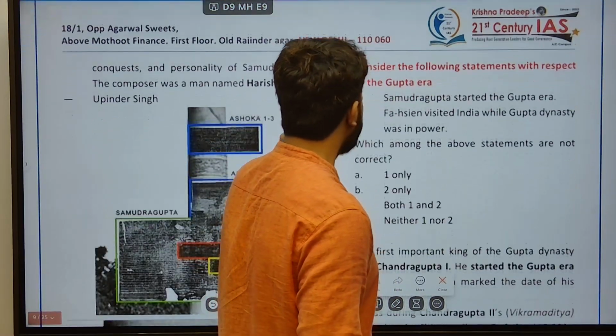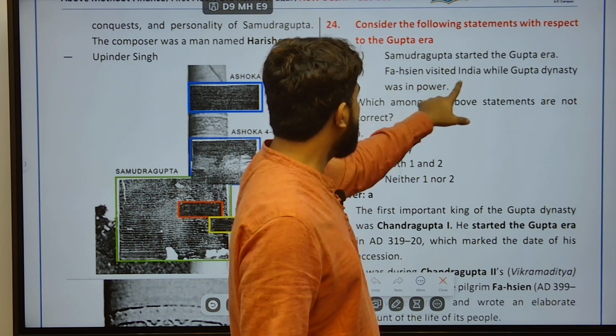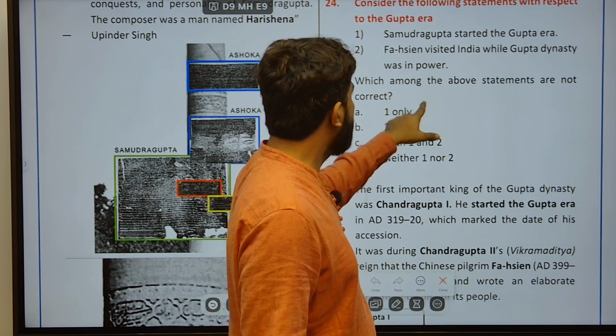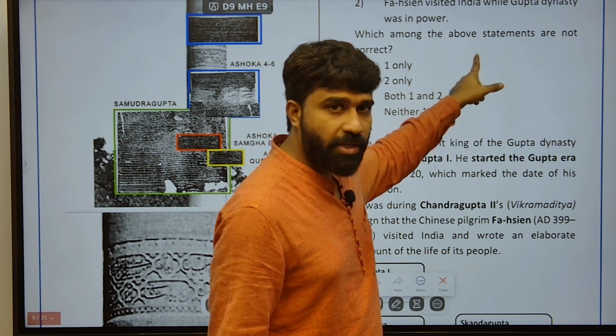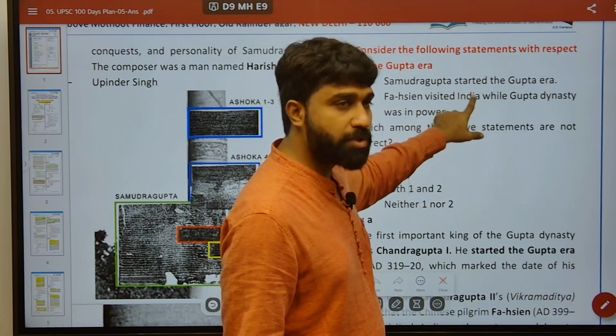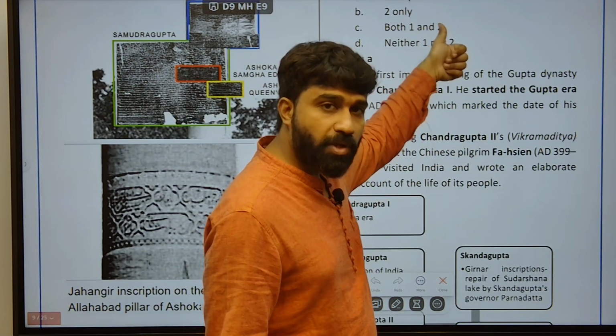And next, the 24th question: following statements with respect to the Gupta era. Here, Samudragupta started the Gupta era, and Fahian visited India during the Gupta dynasty. It is asking about the incorrect statement. It is not Samudragupta who started this Gupta era. It was started by Chandragupta I, the father of Samudragupta.